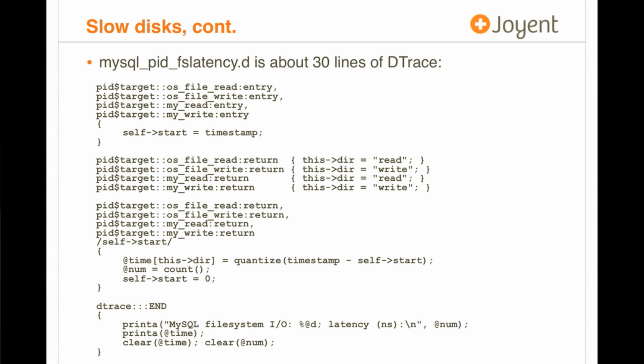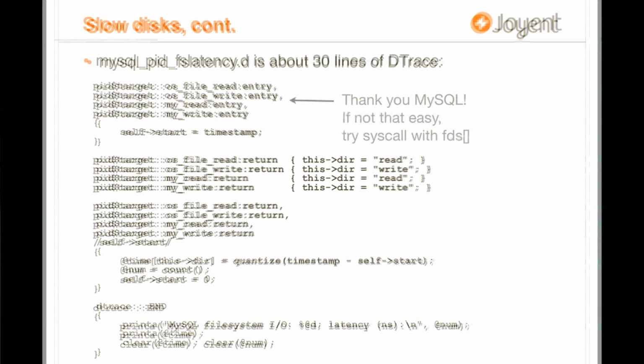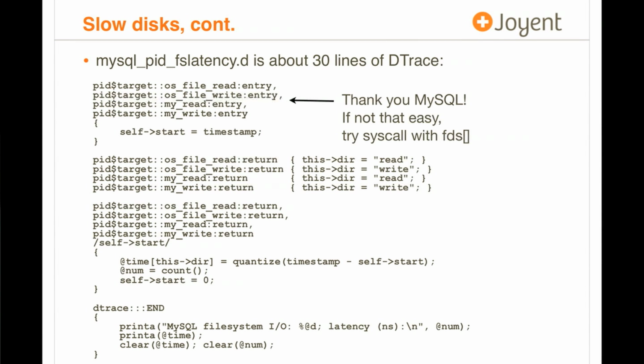That script actually looks like this. It's only about 30 lines of DTrace, and thank you, MySQL. It was so easy because MySQL has os_file_read, os_file_write, my_read, and my_write as API functions for accessing the file system. So it actually made it a very trivial script to write. And a lot of you have said you've used DTrace. You'll see that this is actually a trivial script. It's measuring a timestamp when we enter the file system operations, and does the delta when we complete, and then does those nice distribution plots.